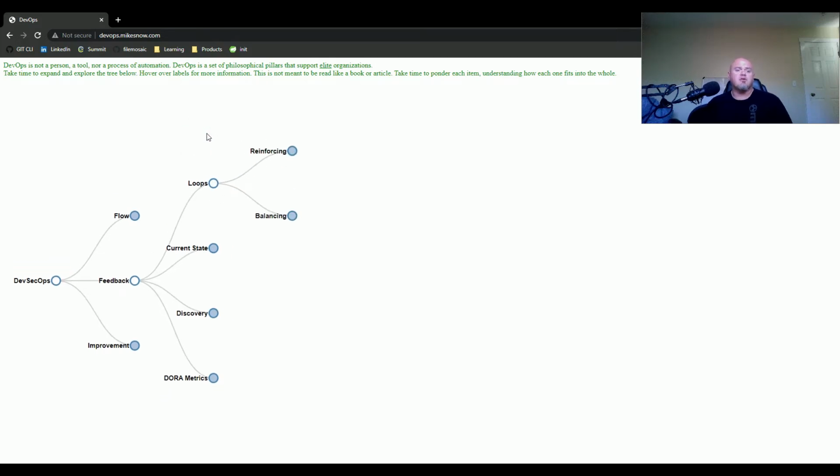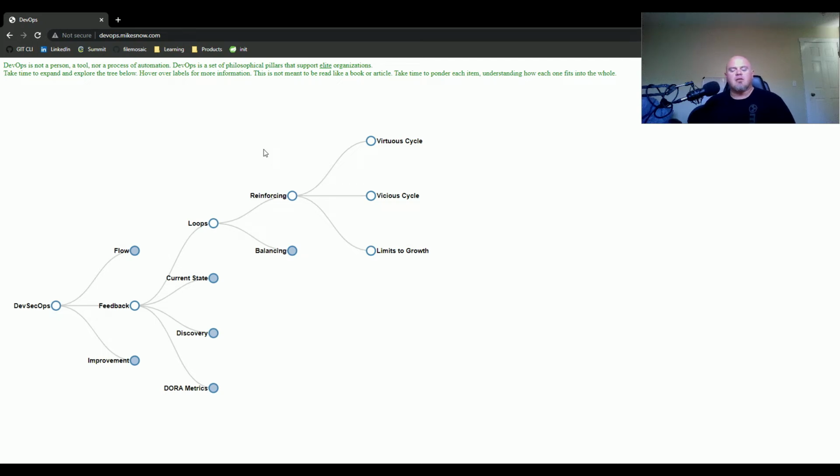So there's really two types of loops that we're talking about. Reinforcing loops, which involve kind of unbounded growth, so trying to improve continuously. Then the next one is balancing loops. Balancing loops is a method that you can use to get to some desired state. So talking about reinforcing loops.